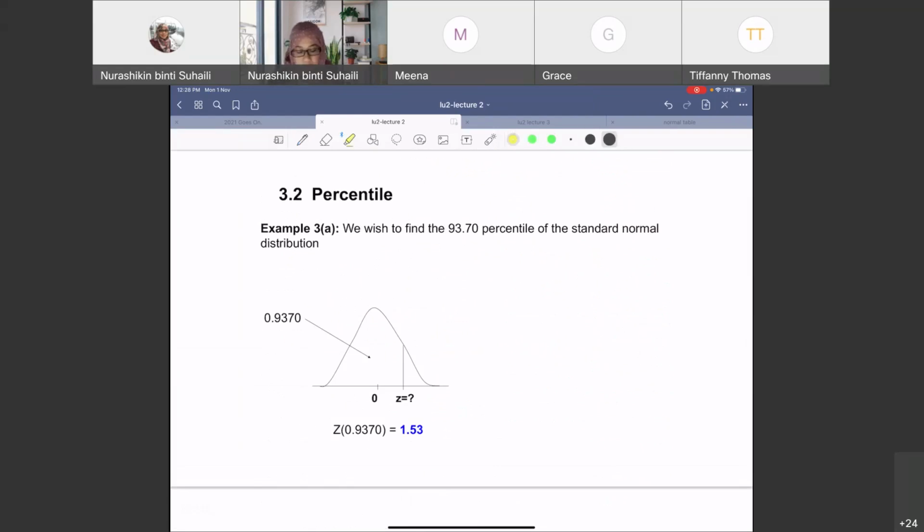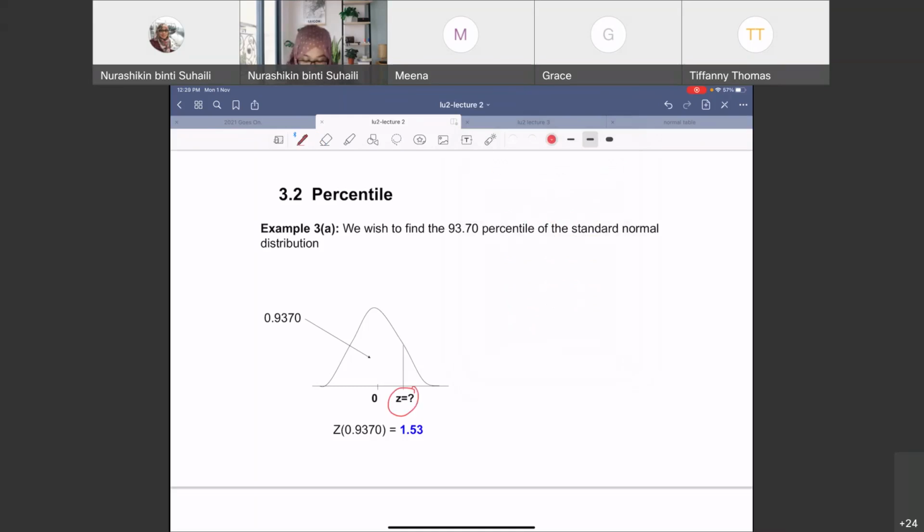So just now we talked about distribution. Distribution is from 0 to 100. So when we talk about the whole distribution, it is actually from 0 to 100, or the whole thing here. That's why it's called 1.0, the area under the curve. It's related to percentile in a way that, let's say we wish to find the 93.7 percentile of the standard normal distribution. So it means that the question asks us to find the Z value first.